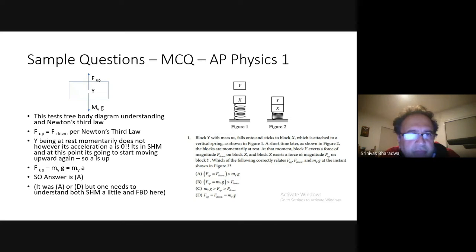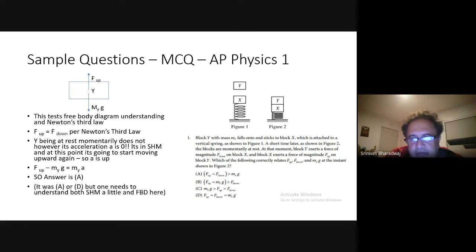If you draw a free body diagram of Y, and Y is momentarily at rest, you can then say that the vertical forces, because it's at rest, the vertical forces are equal. Because it's at rest, F up will equal mg. Now, according to Newton's third law, F up should equal F down. If it is momentarily at rest, what it does not mean is that its acceleration is 0. Okay, so F up equals F down, but mYg is... so right now, what is the direction of the acceleration? The direction of the acceleration is up. So because the direction of the acceleration is up, F up has to be greater than mg.